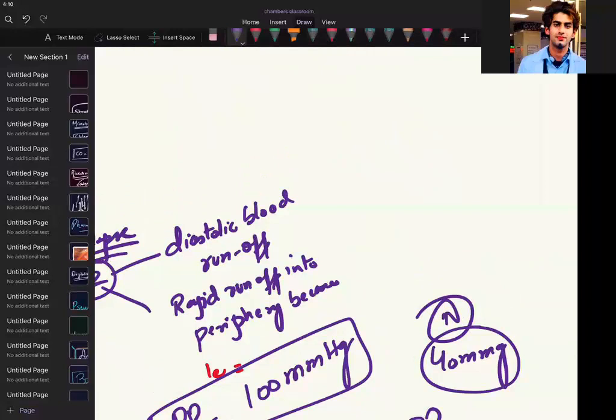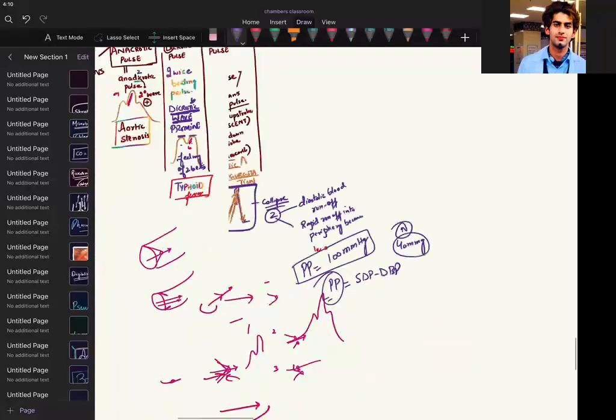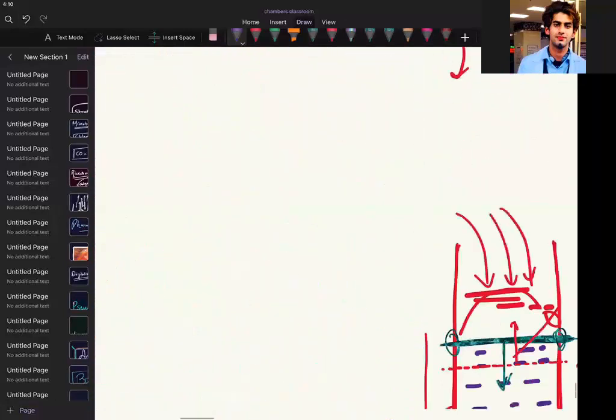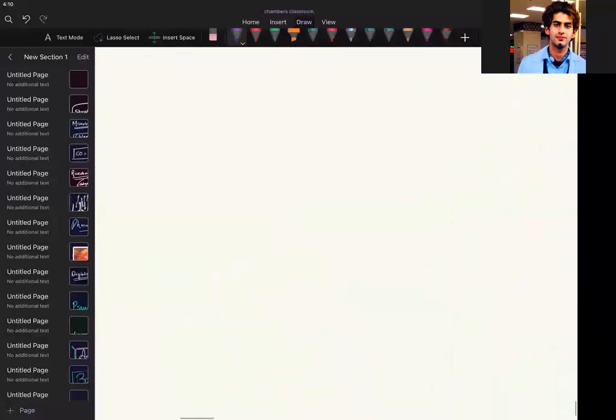What is a collapsing pulse? Steep rising, forceful, high amplitude percussion wave. Okay. Now let me write more about this Water-Hammer pulse so that you can understand better. Let us go more downstairs. So let us write something more about the Water-Hammer pulse.